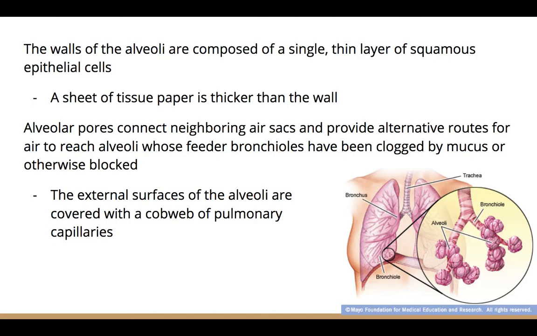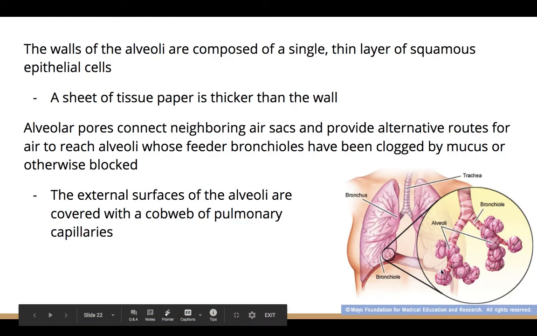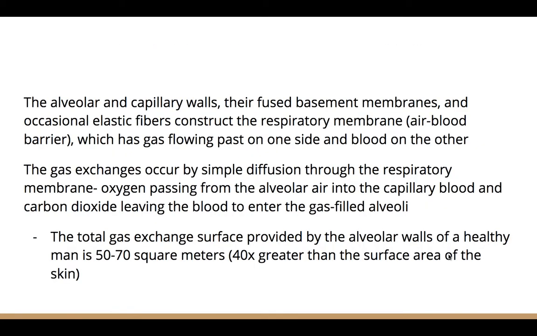The external surfaces of the alveoli are covered with a cobweb of pulmonary capillaries. So you can kind of see that from this picture. These are the capillaries that are covering them. The alveolar and capillary walls, their fused basement membranes, and occasional elastic fibers construct the respiratory membrane, or the air-blood barrier, which has gas flowing past on one side and blood on the other.